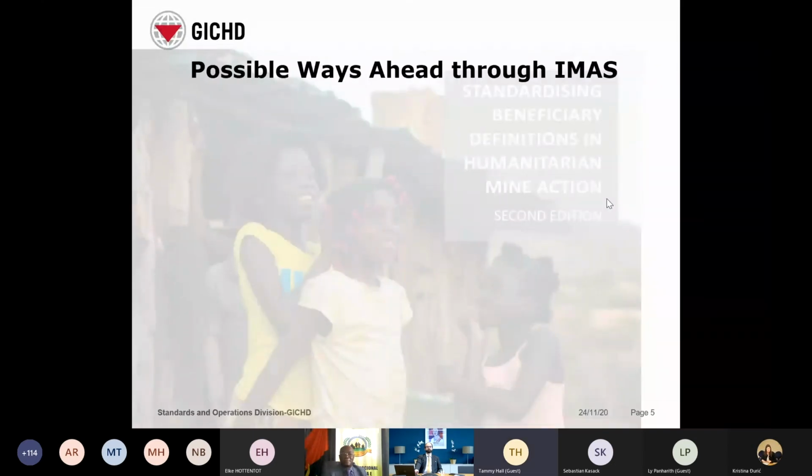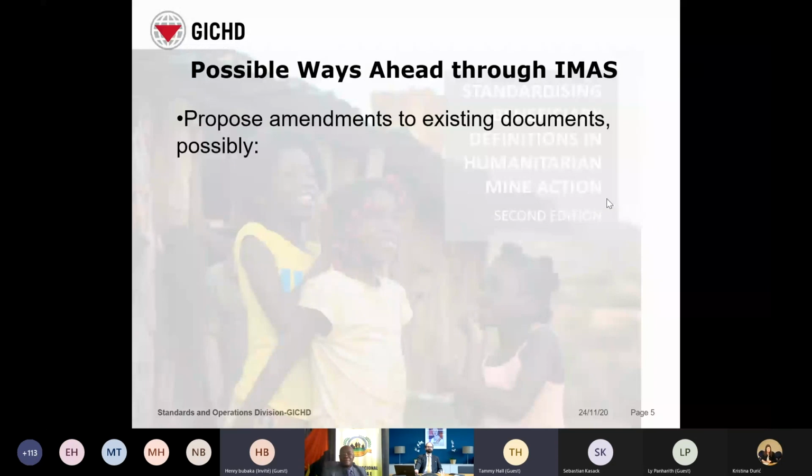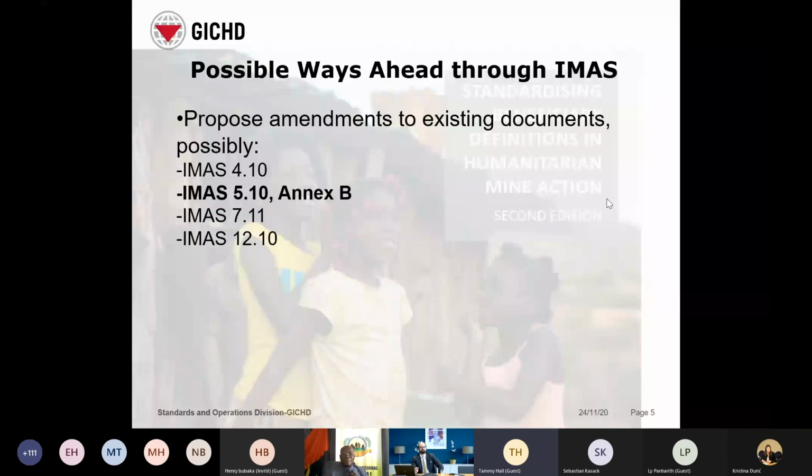So what might we look at in terms of possible ways ahead for the content of this document in IMAS? Well, we could look at proposing some amendments to the existing documents that are in IMAS. Things like adding definitions to IMAS 410. I think the most important one would be probably this Annex B to IMAS 510. Looking at land release, we could possibly put references here that might be relevant. And the same would be 930. I suppose I didn't put that in, but looking at evaluation again, and of course the victim assistance, which is a draft so far.